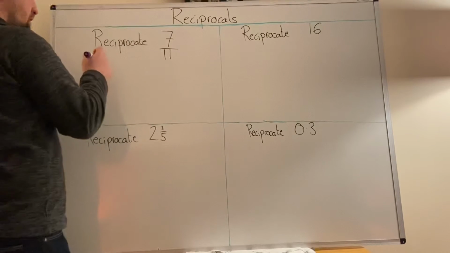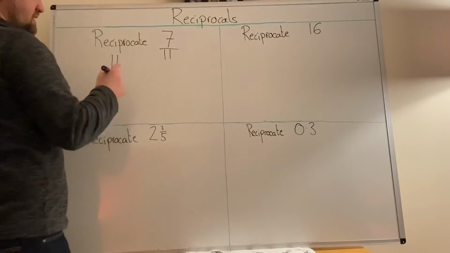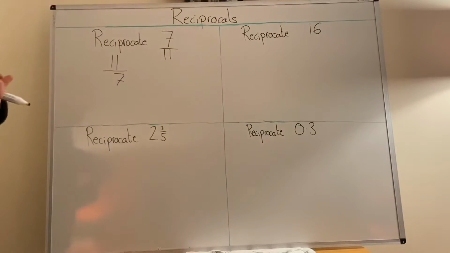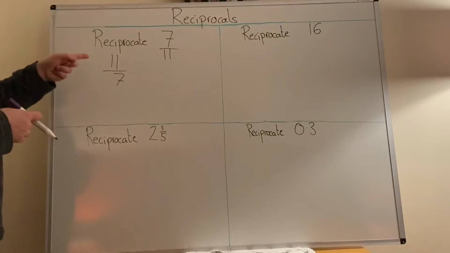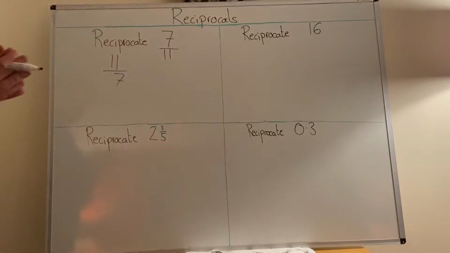Number on the bottom is 11, so in the answer it's going to be 11. Number on the top is 7, so that goes to the bottom. But we don't just leave it like that, okay? 11 over 7 is a top-heavy fraction because the top is bigger than the bottom. And what we need to do is get it back to a mixed number.